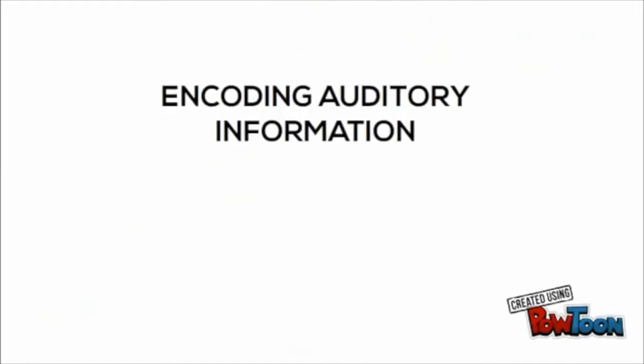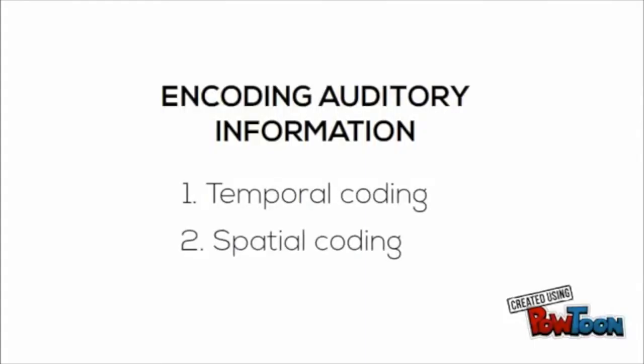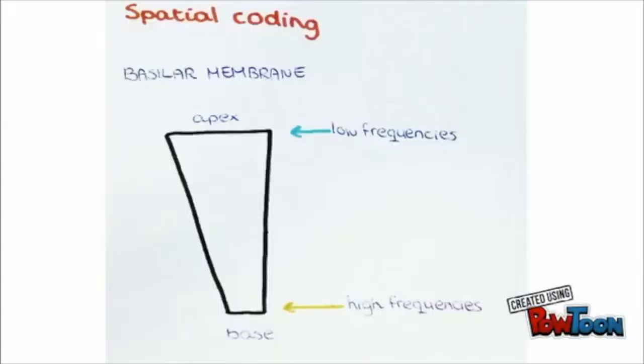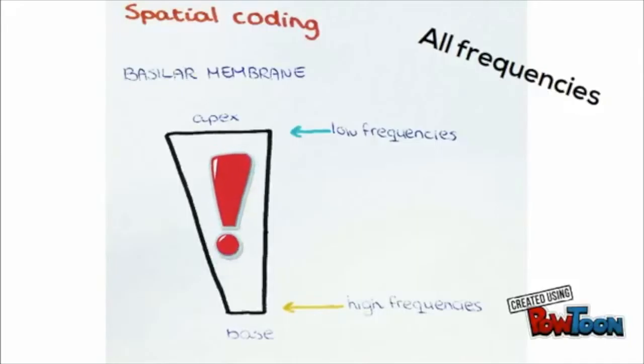Auditory information is encoded in two ways: temporal and spatial. Sounds with frequencies smaller than 3 kHz are temporally encoded. The membrane potential varies in the same way as the stereocilia move back and forth. This is called phase lock. Besides, all sound is spatially encoded. For this, the architecture of the basilar membrane is important.